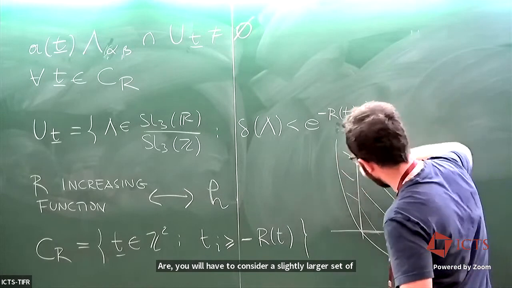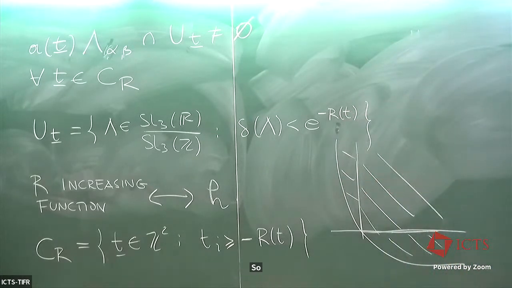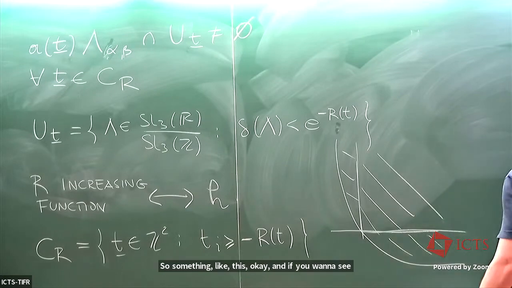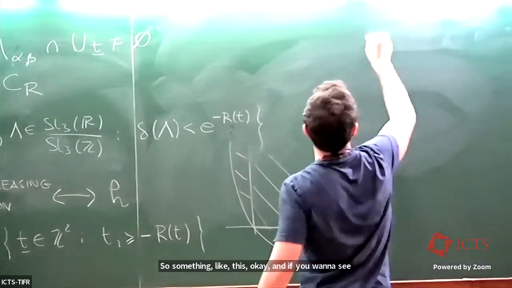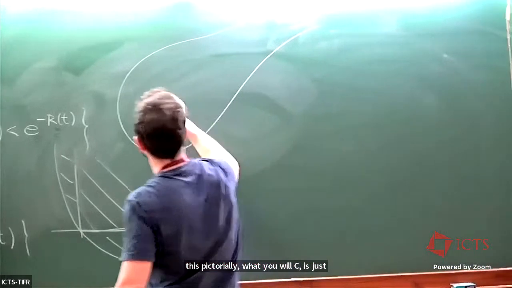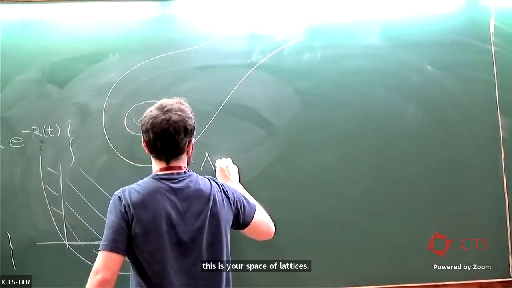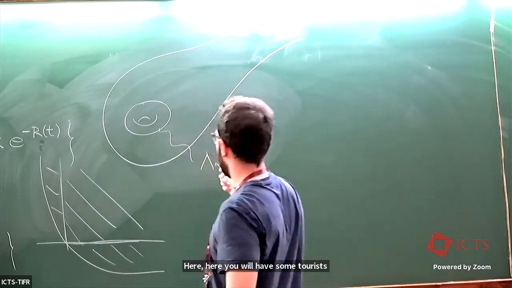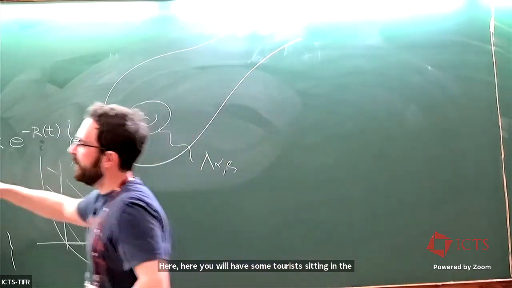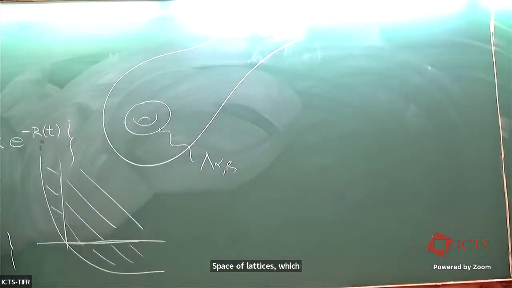So something like this. Okay, and if you want to see this pictorially, this is your space of lattices. Here you will have some torus sitting in the space of lattices, which is essentially the set of lattices lambda alpha beta when alpha beta is ranging in R.